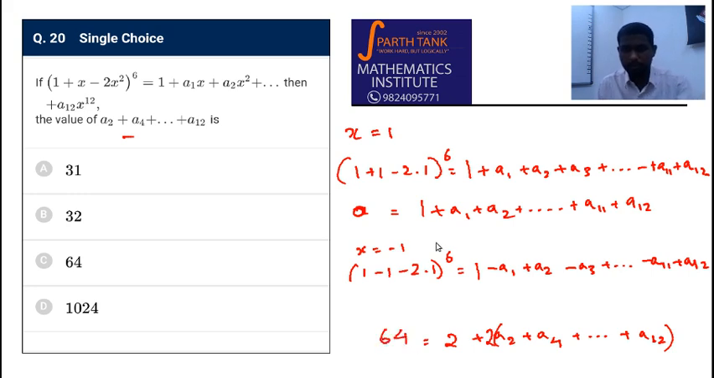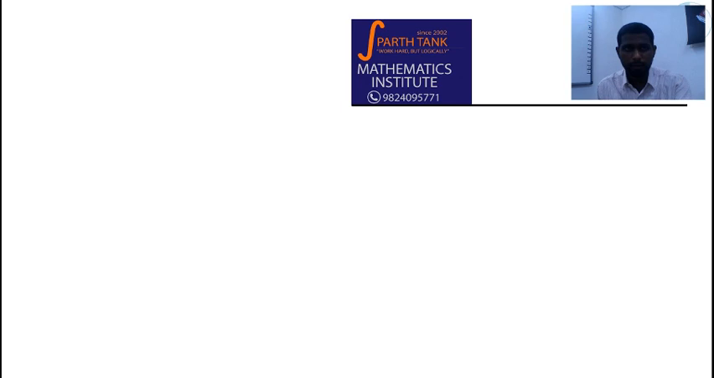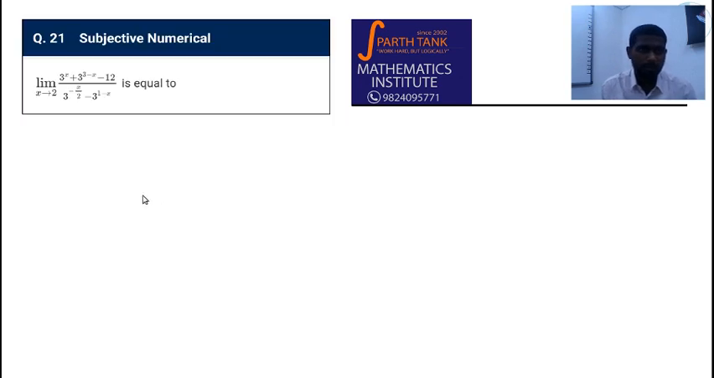Okay, so if I bring this 2 here, 62 divided by 2 is 31, which is a2 plus a4 up to a12. So the answer is 31, option A. Now we begin the subjective numerical part.